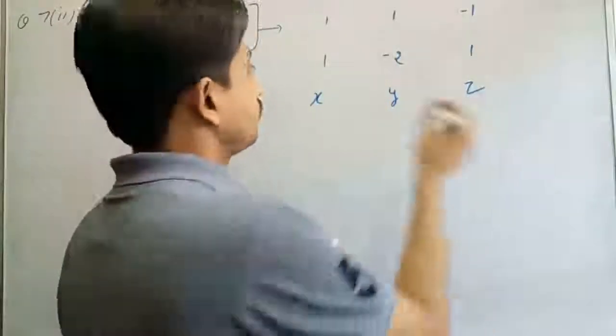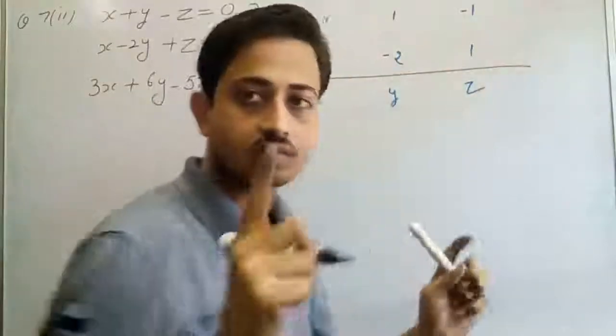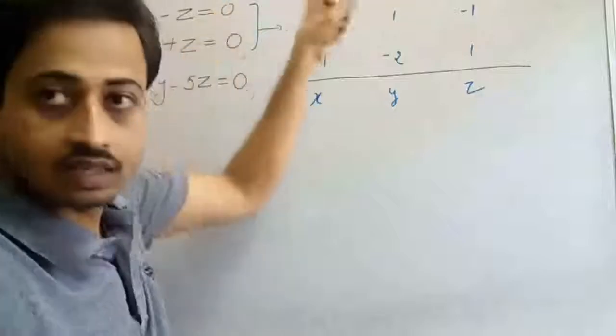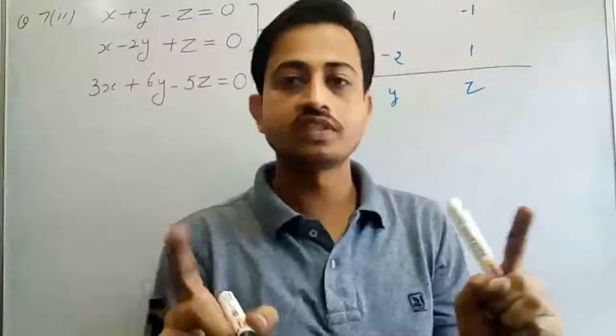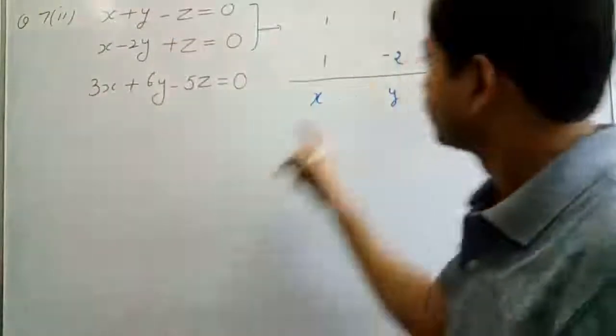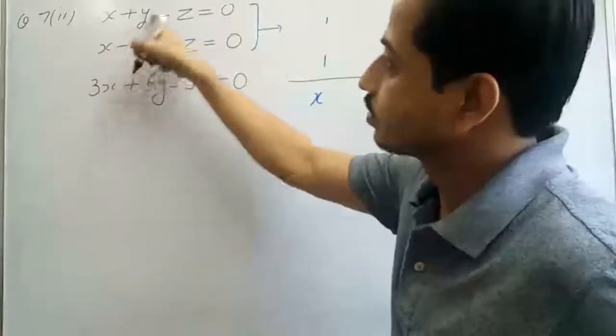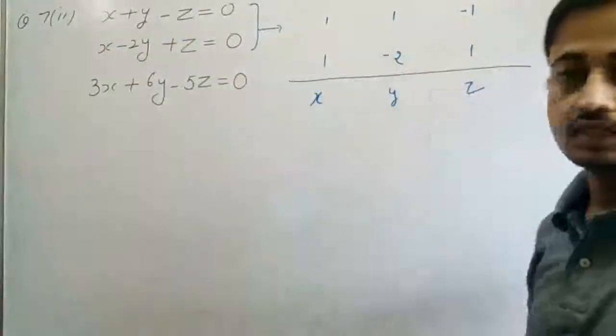What do you have to do? Please make a note very carefully. What I did is I simply wrote the coefficients of x, y and z. This is the coefficient of x, coefficient of y and coefficient of z.